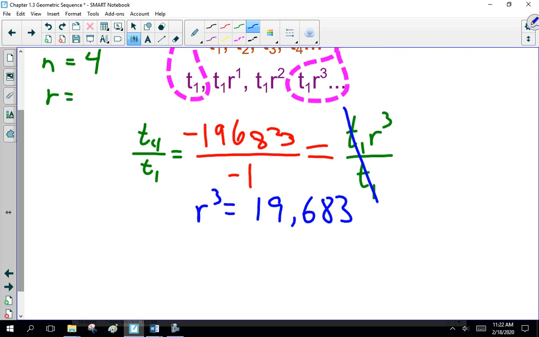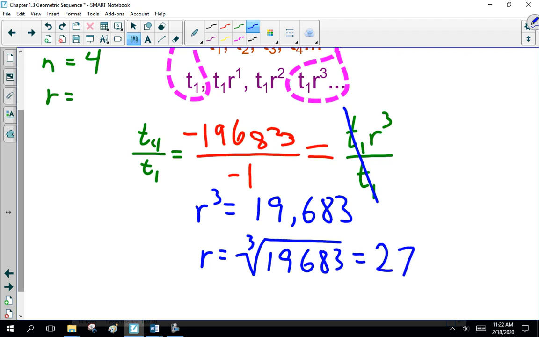So the cube root of 19,683 is 27. On your calculator, there's cube root, and if you want to do the 4th or 5th root, you have to put in the number first, then go there. Now, is everybody getting 27? Show me your work. Of course you did.